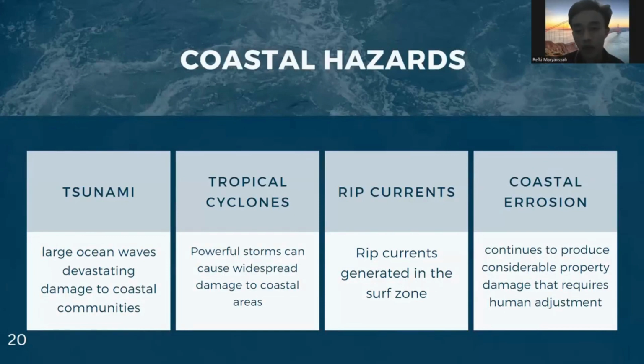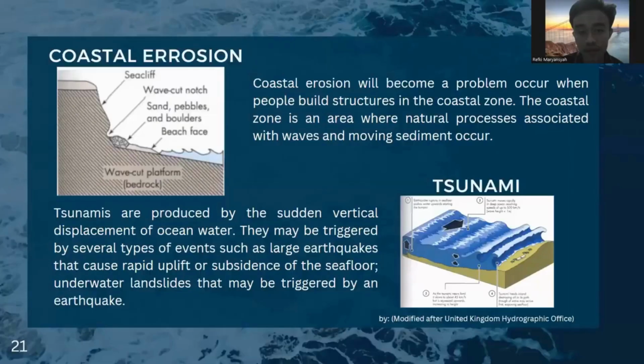And the last one is coastal hazards. There are many coastal hazards that happen, like sea level rise, tidal flood or something. But in this focus, we just learn about tsunami, tropical cyclones, rip currents, and coastal erosion because they affect the human in the coastal. First one is coastal erosion.